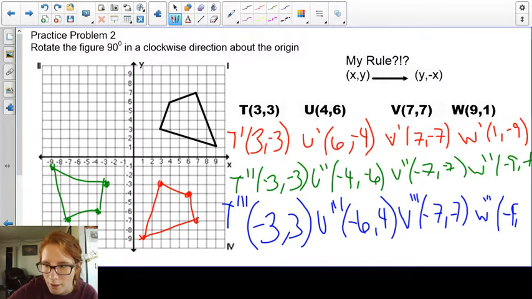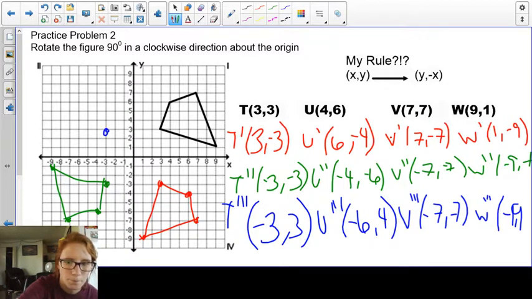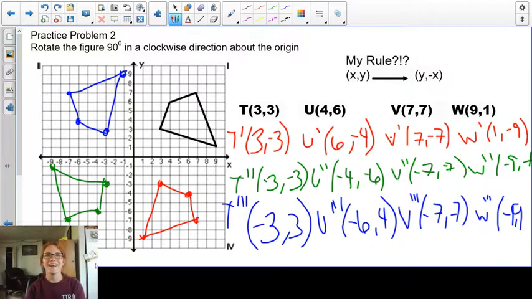I want to write a 9. Okay, that's negative 1, 9. It just doesn't really fit very well. So negative 3, 3. Negative 6, 4. Negative 7, 7. And negative 1, 9. Yay! Again, we went all the way around.